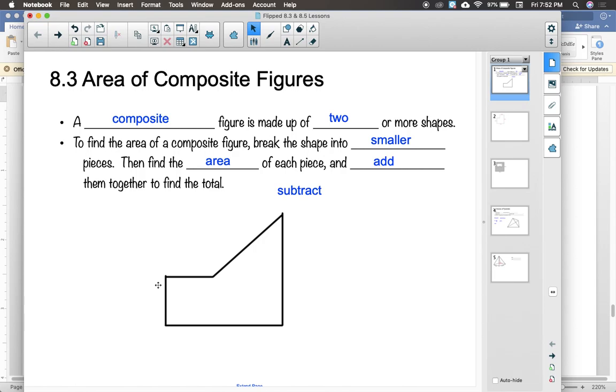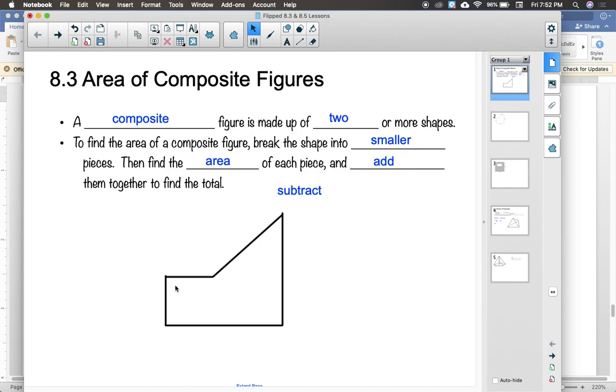So this is a polygon. If we count the sides, we can see it has 1, 2, 3, 4, 5 sides. So it is a pentagon. It's not a regular pentagon that you're used to seeing because it has some sides longer, some sides shorter, and it has this concave piece here.